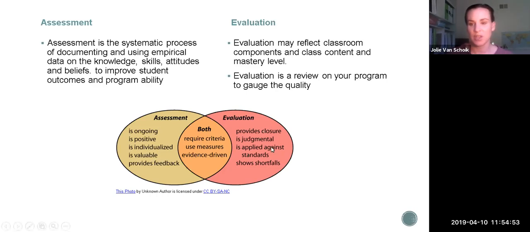And then it's also evaluation, because in each subscale that we'll kind of look at today, but we'll go much more into detail with next week, we have closure and there's judgments, and it also shows the areas in each subscale that you need to work on.